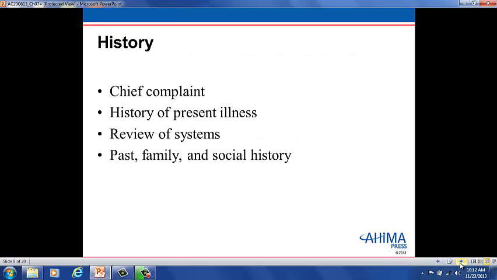Within the history, there's a chief complaint, a history of present illness, a review of systems, and a past, family, and/or social history. These are related to the history and the level of service given by the physician.